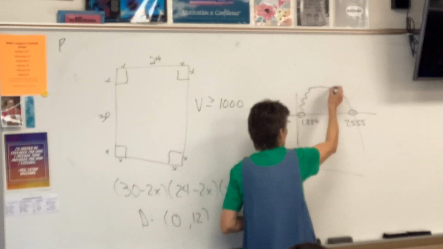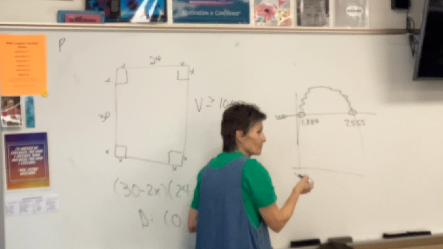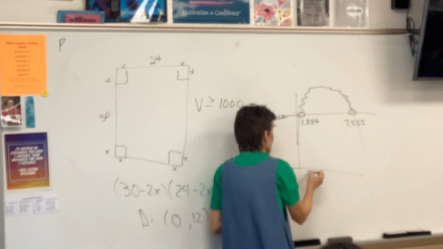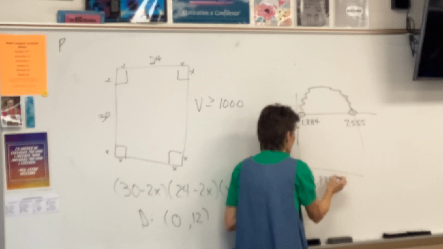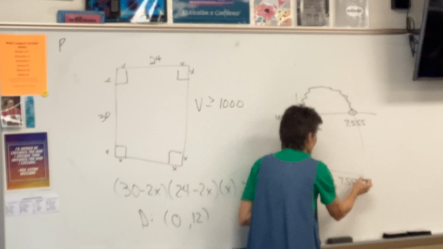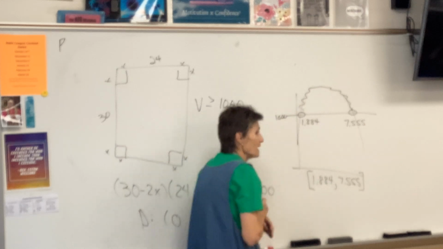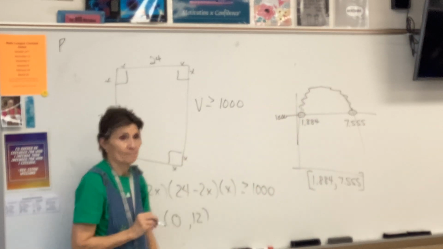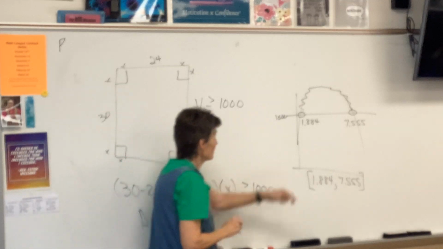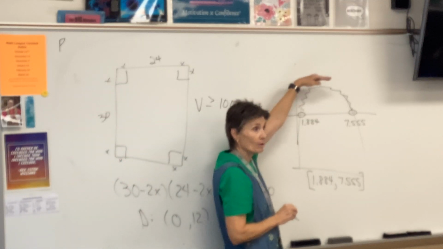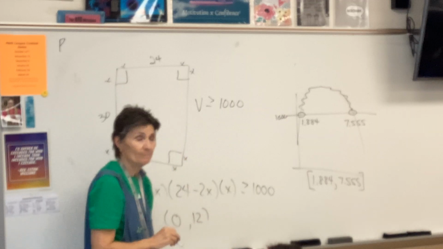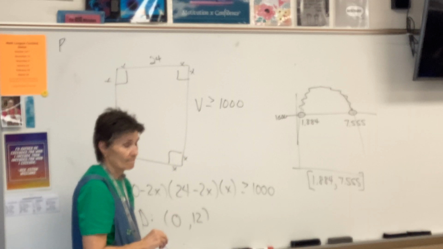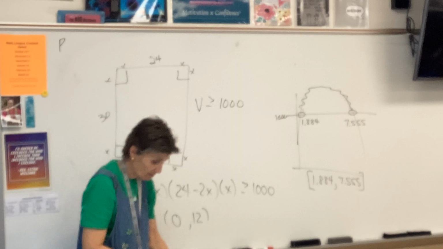Isn't this the part of the picture we're interested in? Because there it's above 1,000. So your answer is 1.884 to 7.555. Any cutouts in that interval will give you a volume that is 1,000 or higher. Everybody okay with that?